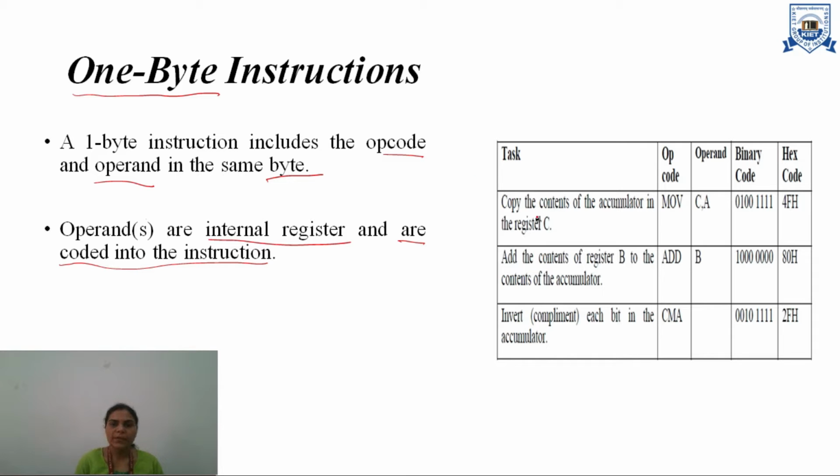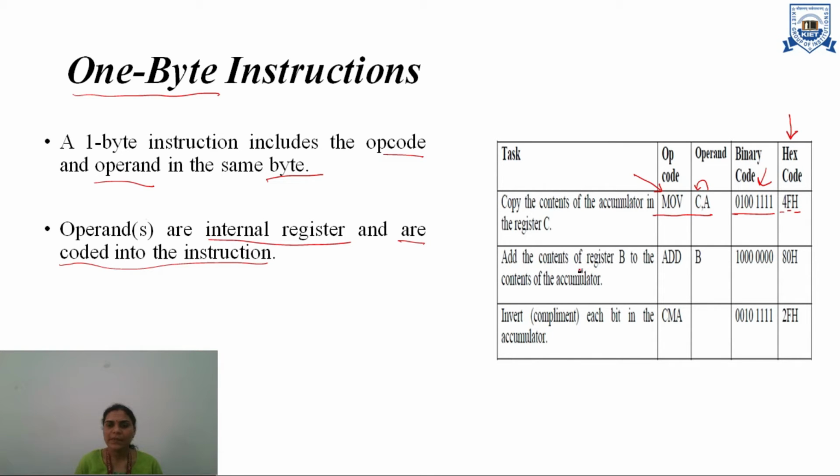So for example, we have the MOV C,A command. This command is a 1-byte command. The binary code for this command is like this. And we can write these binary bits in hexadecimal notation. So we can say that this instruction has the 4FH hex code. So 4F represents the MOV C,A command, which moves the content of register A into register C.